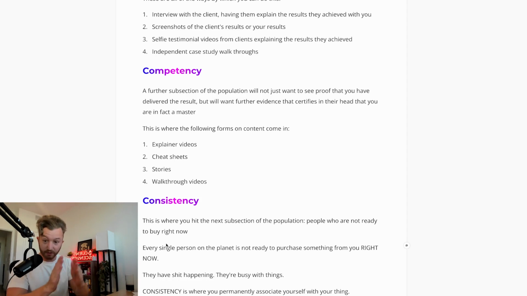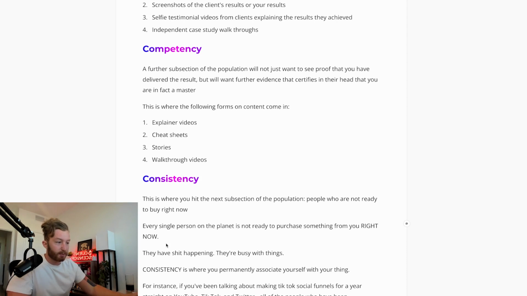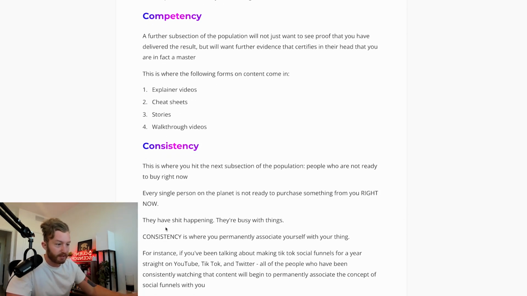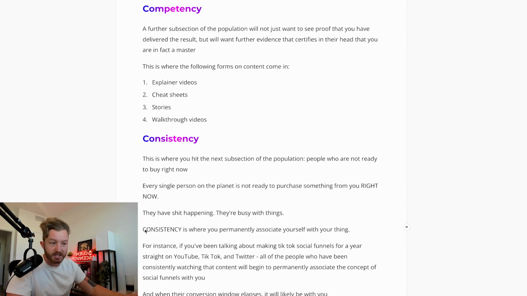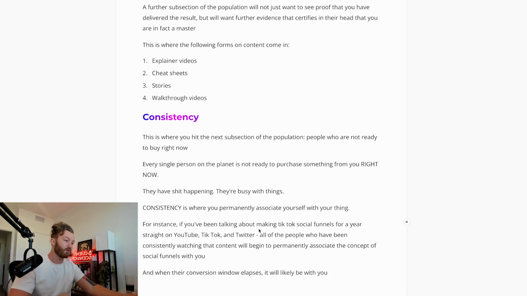So this is the concept of a conversion window. People come into your funnel, and there's an average amount of time with which their conversion elapses. Like, how long does it take, right? So every single person on the planet is not ready to purchase something from you right now. Consistency. The concept of consistency is where you permanently associate yourself with your thing. So for instance, if you've been talking about making TikTok social funnels for a year straight on YouTube, TikTok, and Twitter, all of the people who have been consistently watching your content will begin to permanently associate the concept of social funnels with you, right? And when their conversion window elapses, it will likely be with, guess what, you.